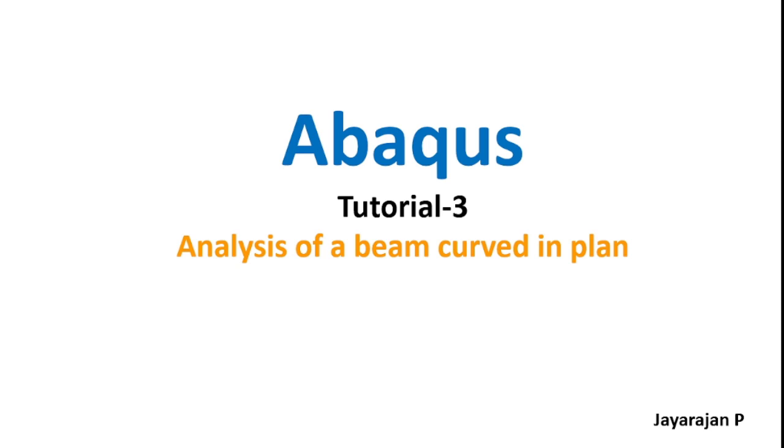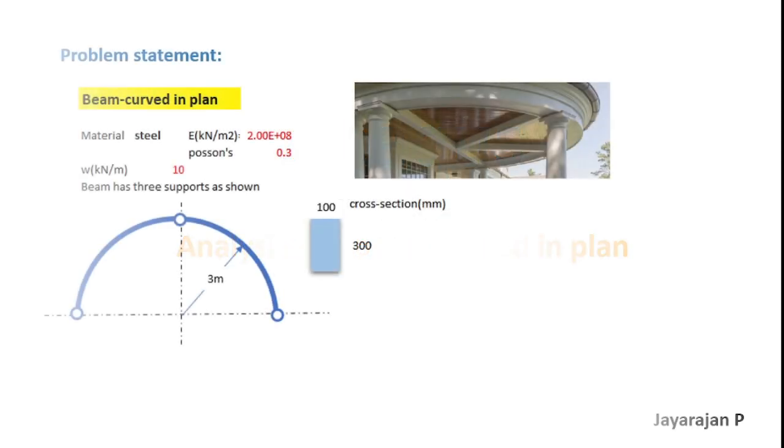So let us first read the problem statement. The beam that we will analyze today is curved in plan, and as you can see, it has a semicircular profile. The material for the beam is steel with an E value of 2 into 10 raised to 8 kN per meter square and a Poisson's ratio of 0.3. The beam is subjected to a vertical load of 10 kN per meter.